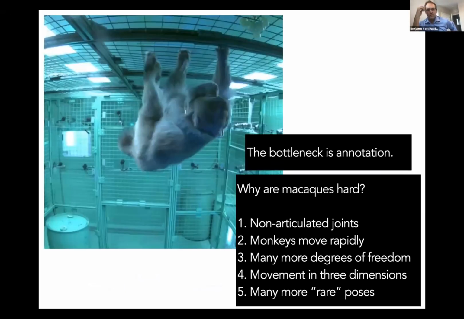So let's see, why is annotation the big bottleneck? There's another cute picture of one of our guys crawling around in the ceiling of our cage. Monkeys are, as Jan Zimmerman likes to say, big balls of fluff. They don't really have articulated joints that are easy to identify. They have hair all over their body and often very long hair. You can't put markers on them, of course, but even markerless systems can't detect their joints. They move very rapidly, much more rapidly than most other tracked species relative to the size of their body. They have many more degrees of freedom. They move in 3 dimensions. So they have very complex and rich behavior.